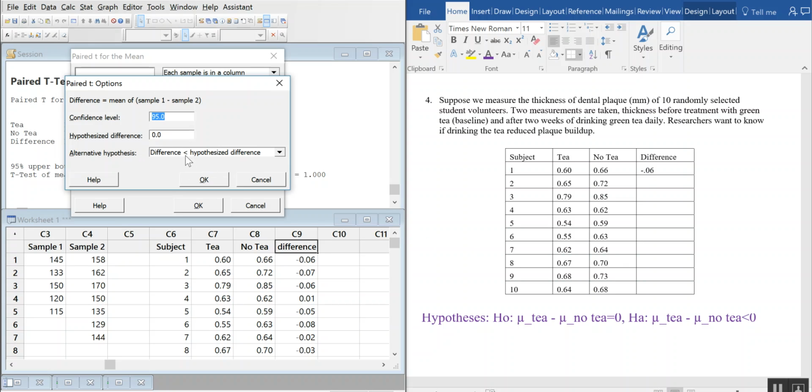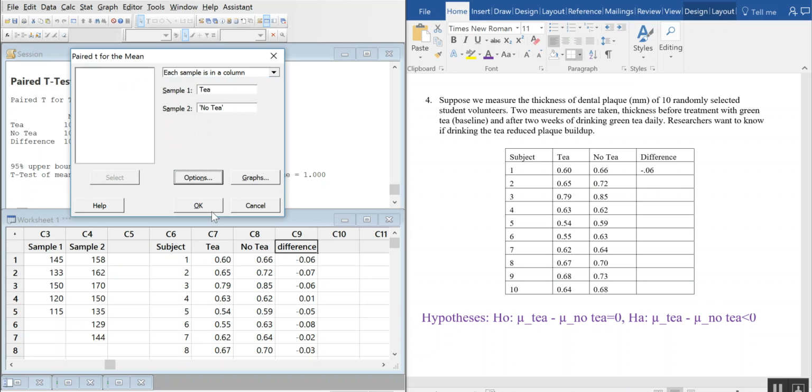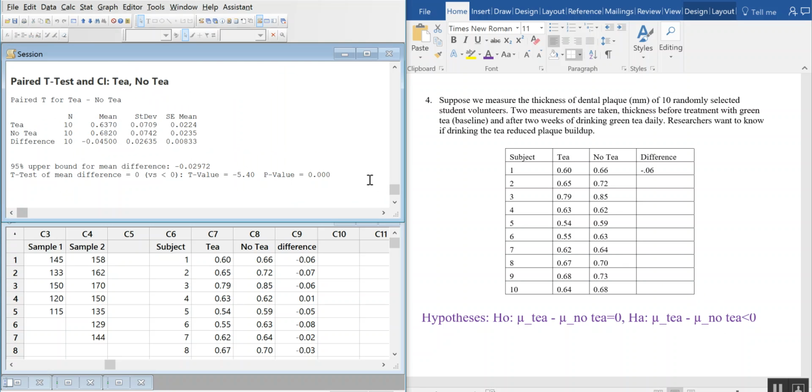Double check to make sure your alternative hypothesis is what you would think. My difference, I think it's actually going to be smaller because I think it's going to be negative, because I think the T group is going to have less plaque than the no T group. We're going to go ahead and hit OK, and then hit OK again. And we get a super tiny, tiny, tiny p-value.